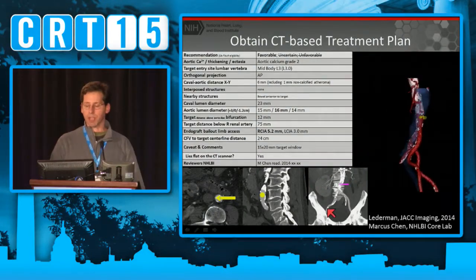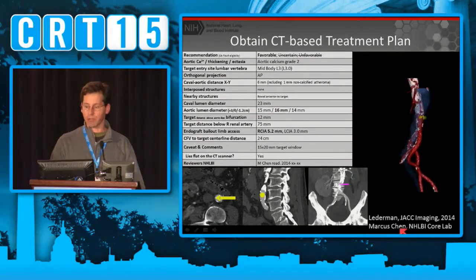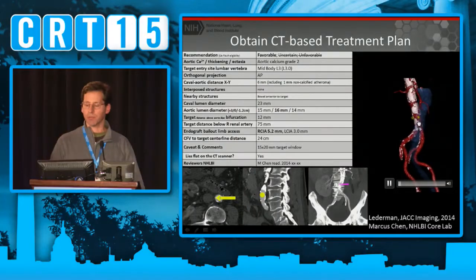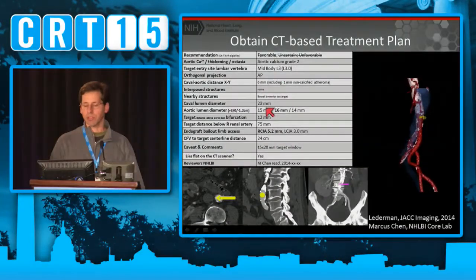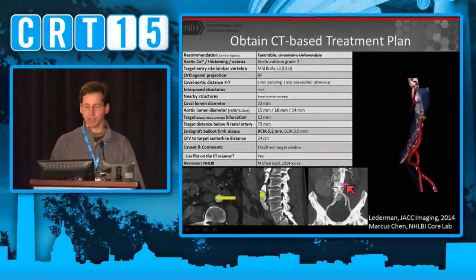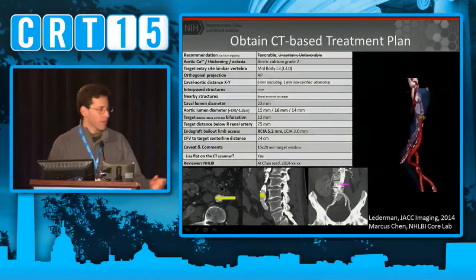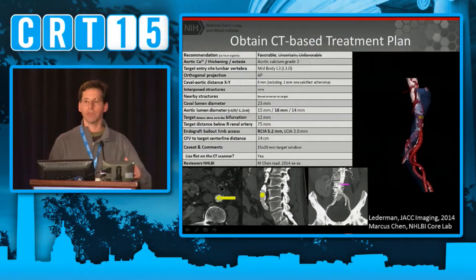We plan these procedures carefully based on a CT. You send it to NHLBI and my friend Marcus Chen, who is now running a Transcaval core lab, and we'll give you a plan that resembles this. We identify a calcium-free target. We tell you the projection angles. We tell you how big the aorta is to plan for an endograft. We tell you which lumbar target, for example, in this case, the middle of the third lumbar vertebra is where our target is. I'm sorry I have to be kind of rushed, but I want to give you a flavor.